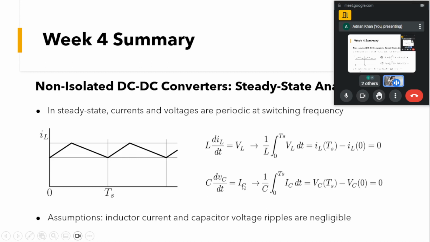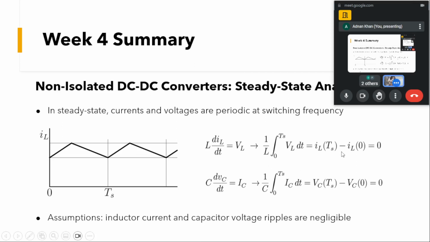Similarly, for a capacitor, we have an IC. Here, 1 by C integral of IC is equal to VC. We know the integral of IC is a charge, and this is known as charge balance. Whatever amount of charge is stored in the capacitor, it will give that charge back, and over a cycle, on average, this will be 0. So we have to keep this in mind.